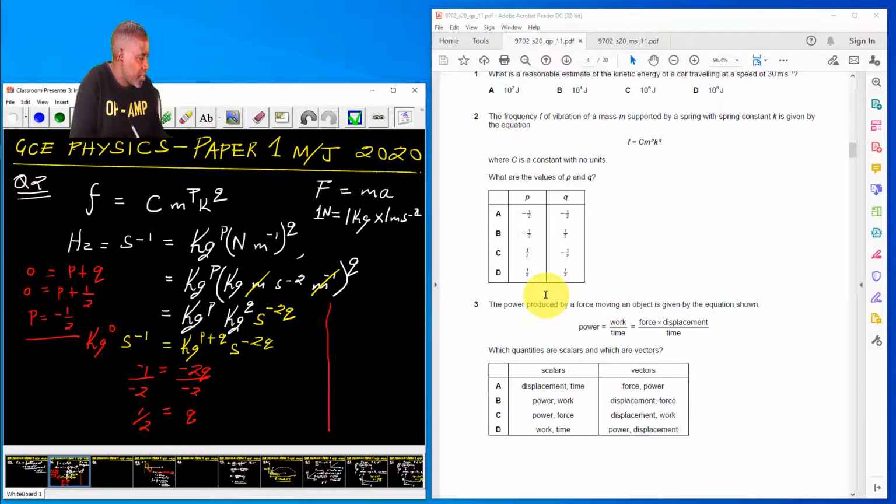Let's now look at the choices. My q is a half, so the answer is either this or this, while p is minus a half, and B is our correct answer. Let's go to question 3.